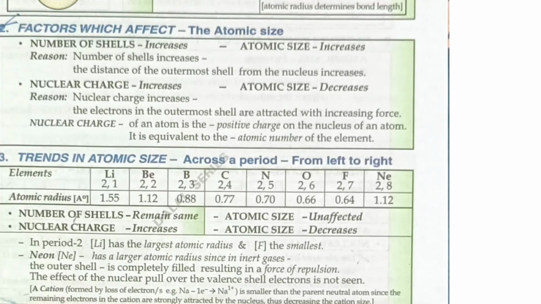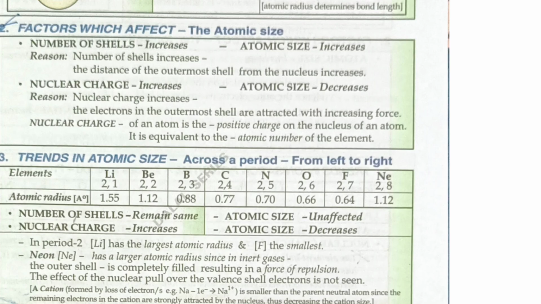If we see the nuclear charge across the period, nuclear charge increases and atomic size decreases. Why does nuclear charge increase across the period? The number of shells is the same. For example, lithium is 2,1 and beryllium is 2,2, so both are in the same shell, that is the second shell.